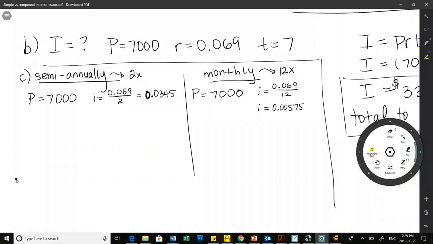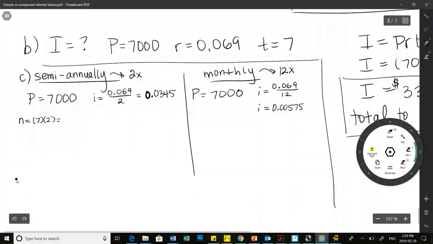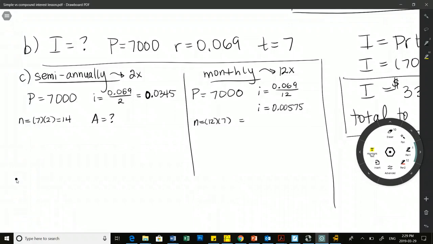Okay, and then the n's will change here as well if the number of compounds per year changes. So if I compound twice a year for 7 years, how many times have I compounded my interest total? 14. So I do 7 years times 2 compounds per year to get 14. And for this guy, if I compound once a month for 7 years, 12 times a year for 7 years, I want to do 12 times 7 to find the total number of times I've compounded my interest at the end of that. So, what'd you get? 84, yeah.